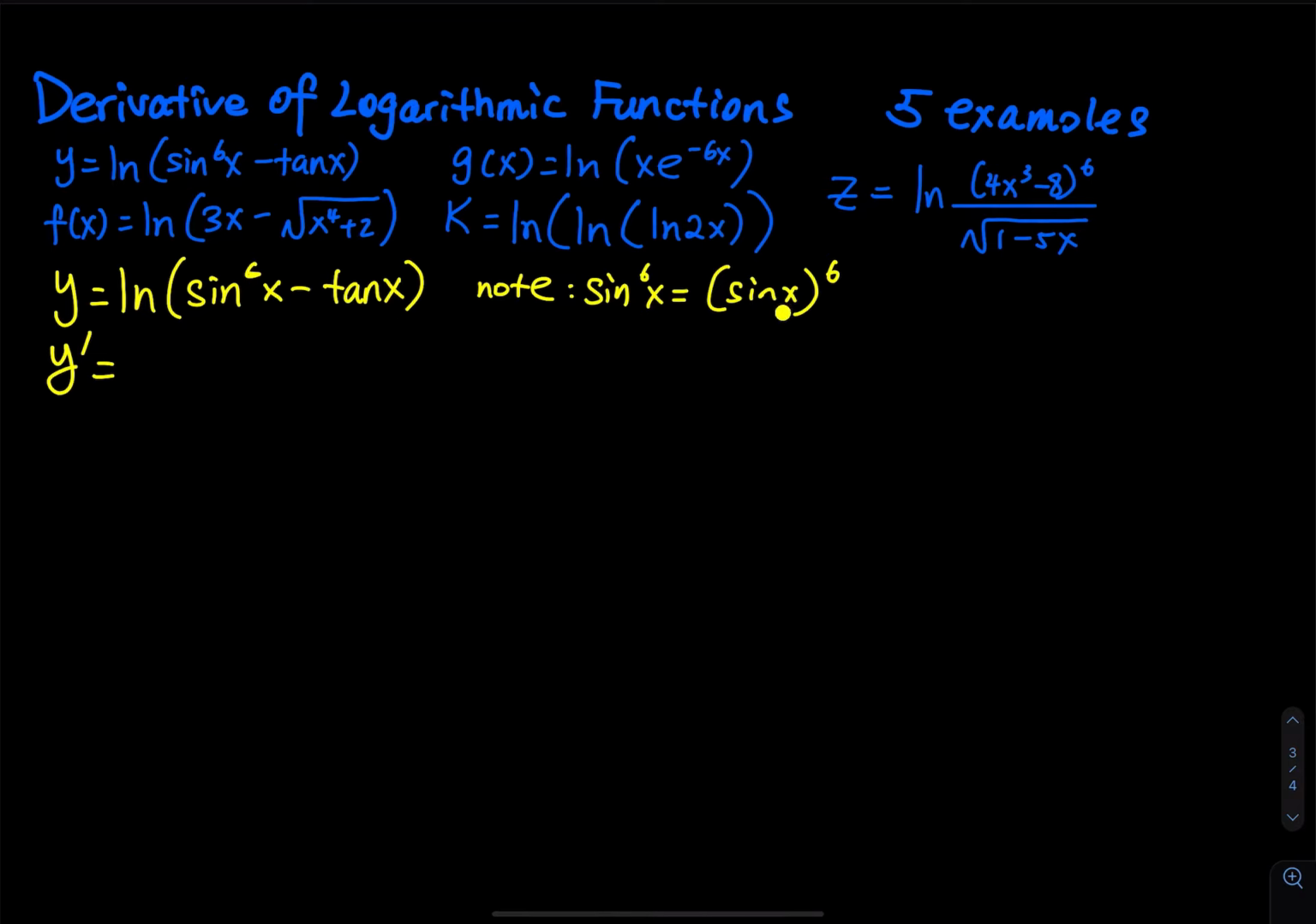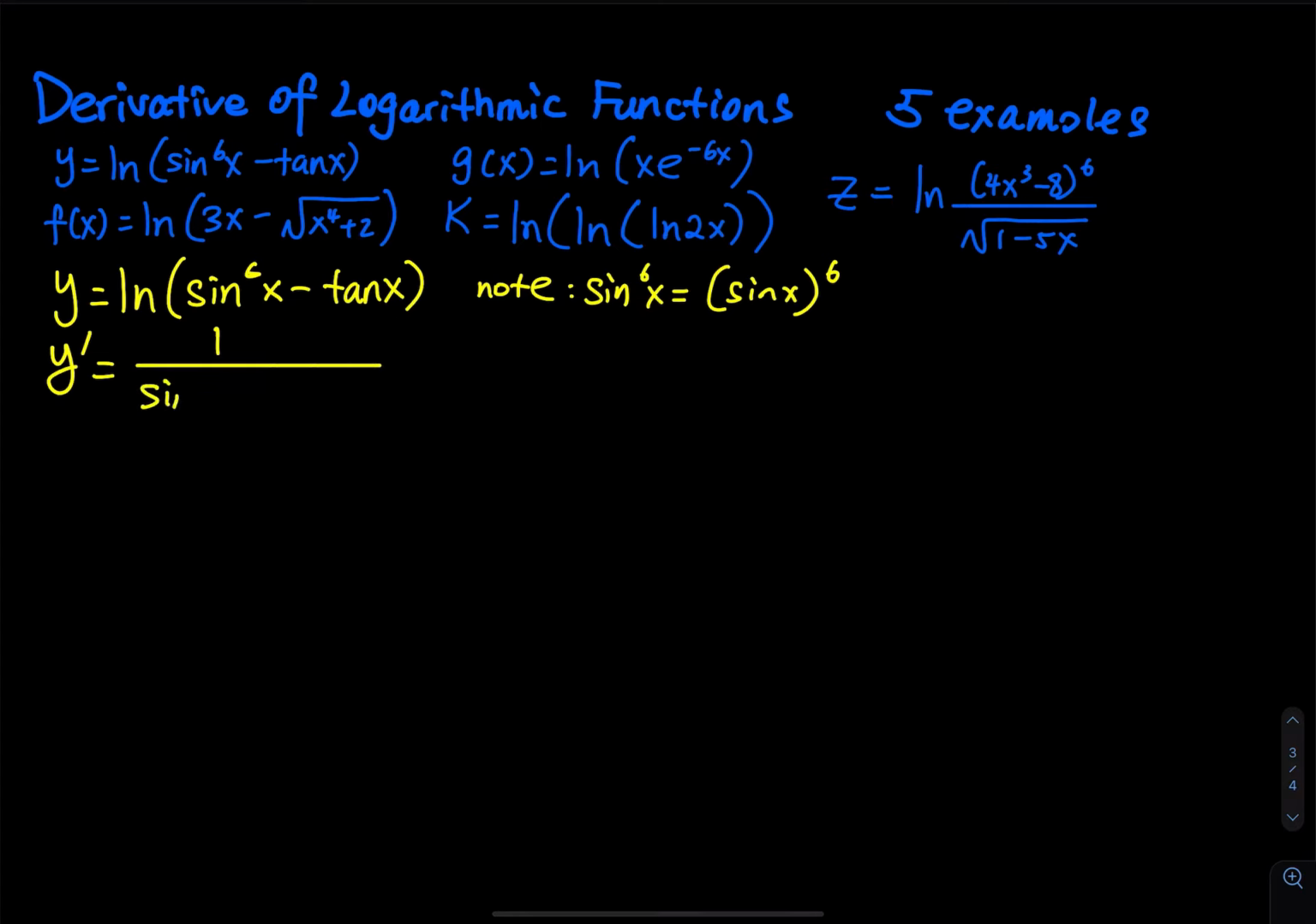So let's say x is pi over 2. You find out what sine of pi over 2 equals, and then you raise the result to the 6th power. So you do not raise the x to the 6th power. The derivative of ln x is 1 over x, so you have 1 over everything in the parentheses.